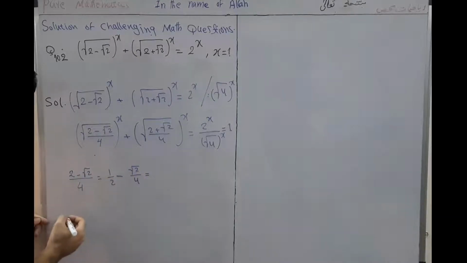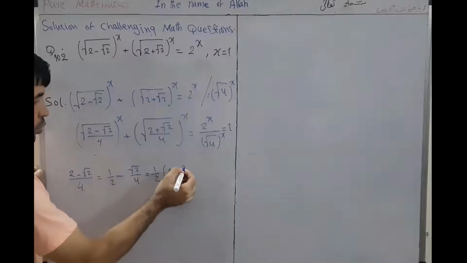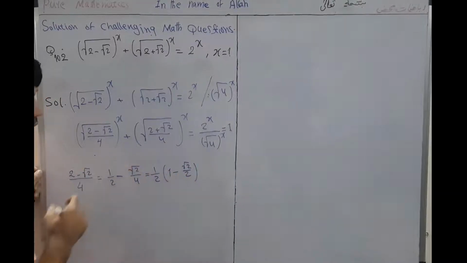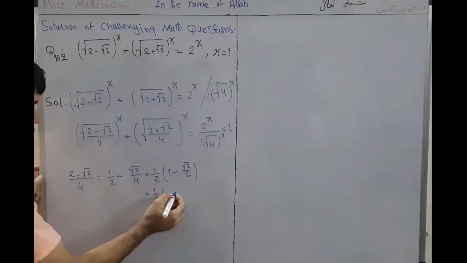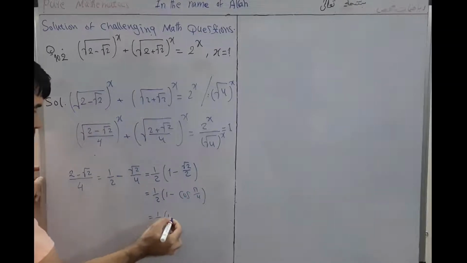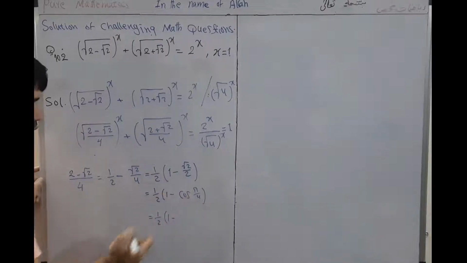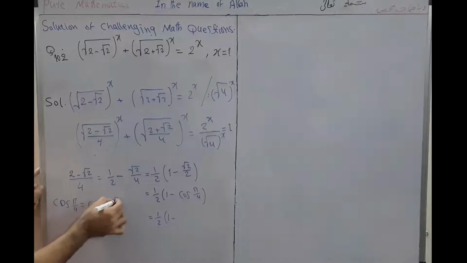It is equal to 1/2 into (1 − √2/2). Here we have √2/2 equal to cos π/4. Then it is equal to 1/2 into (1 − cos π/4). In trigonometry, we have cos π/4 is equal to cos 2 into π/8.